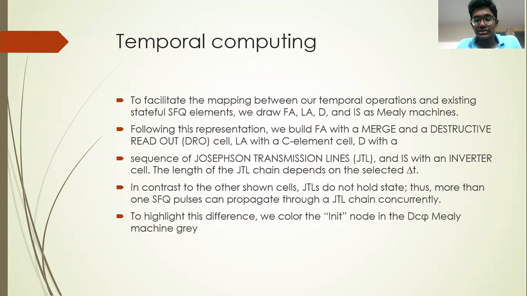In contrast to the other shown cells, JTLs do not hold state. Thus, more than one SFQ pulse can propagate through a JTL chain concurrently. To highlight this difference, we color the init node in the TC Mealy machine gray.